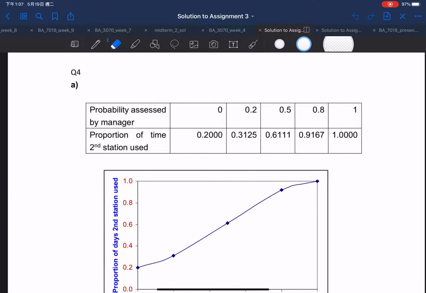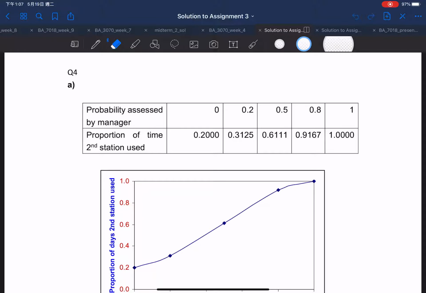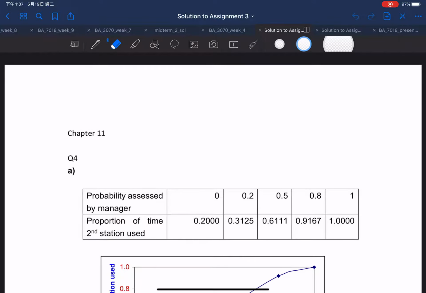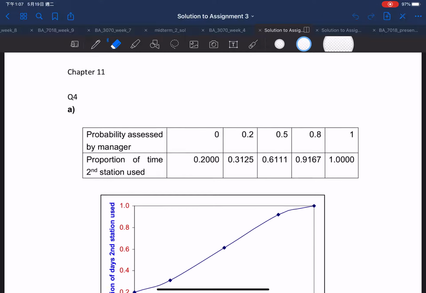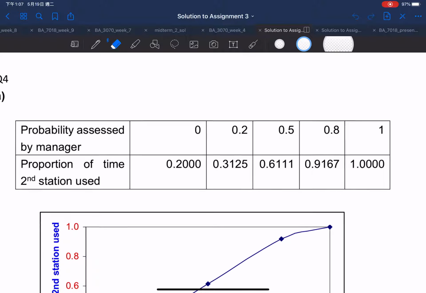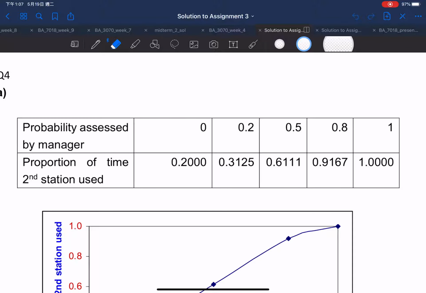So the first question is question 4 from chapter 11. Can you do this table? Do you understand what this table is doing? The probability or proportion of time that the second station is used.